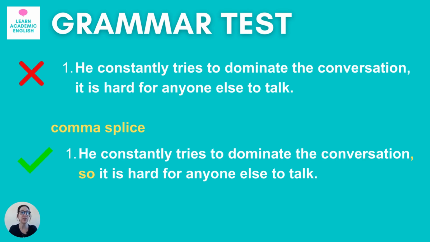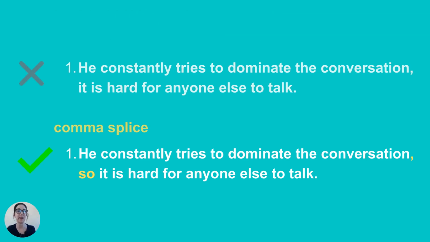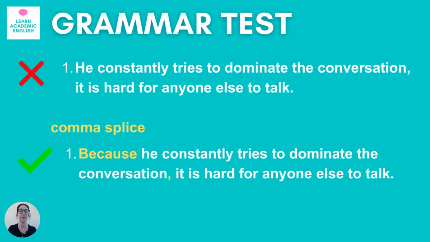Another thing that we could do is to show the cause-effect relationship, we could use the word because. So let's look at that one. Because he constantly tries to dominate the conversation, it's hard for anyone else to talk. Okay, this is a complex sentence with the conjunction at the beginning of the sentence and then the comma in the middle is correct. If you want to know more about these types of sentences, I'll leave the links for those videos in the description box below.